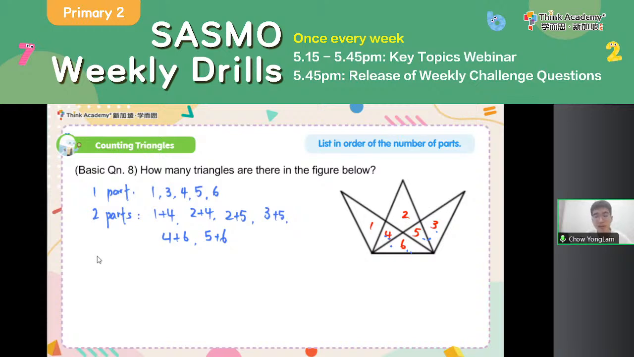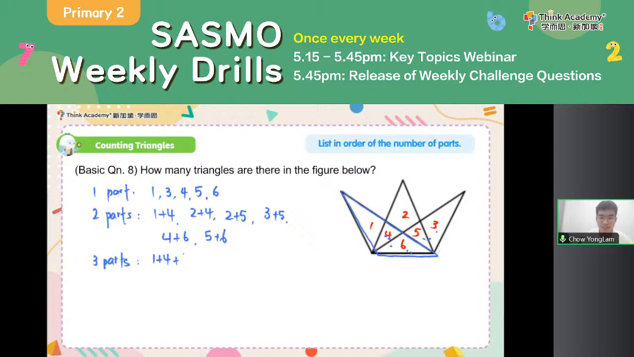Even though we found a lot already, how many 3-part triangles are there? How many triangles can I form using 3 parts? Now, there's only 2. One of them is 1, 4, 6. Can you tell me what is the other triangle that can be formed using 3 parts? What 3 parts should I use?